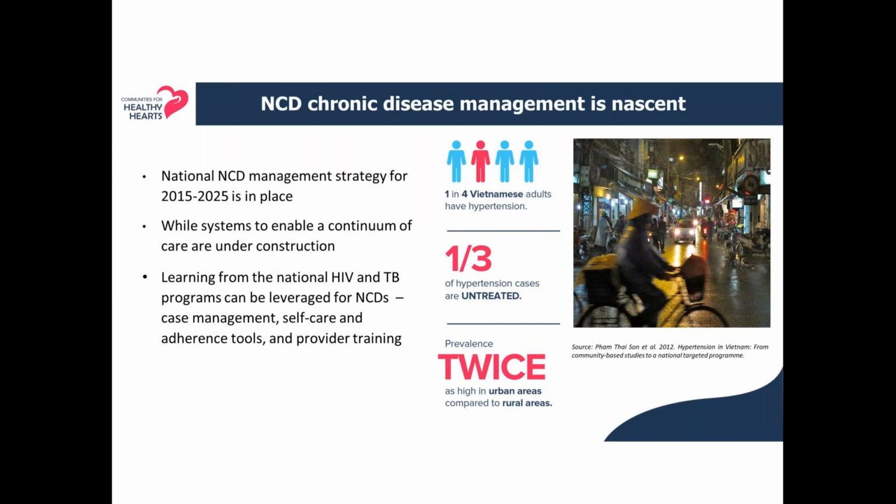In Vietnam, 25% of adults have hypertension, and around a third of those cases are untreated. The prevalence is twice as high in urban areas than in rural areas. Next slide, please.